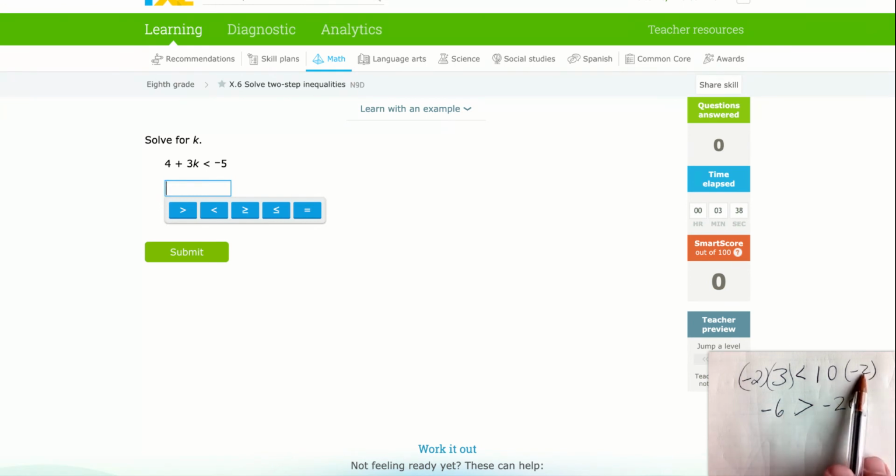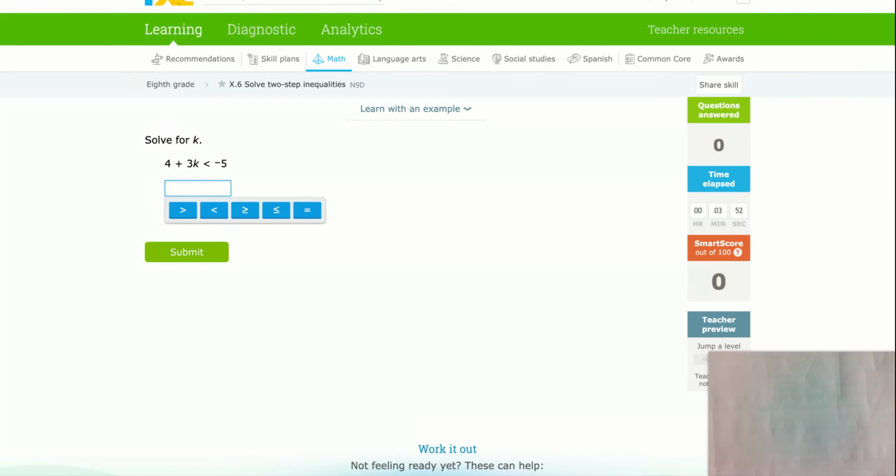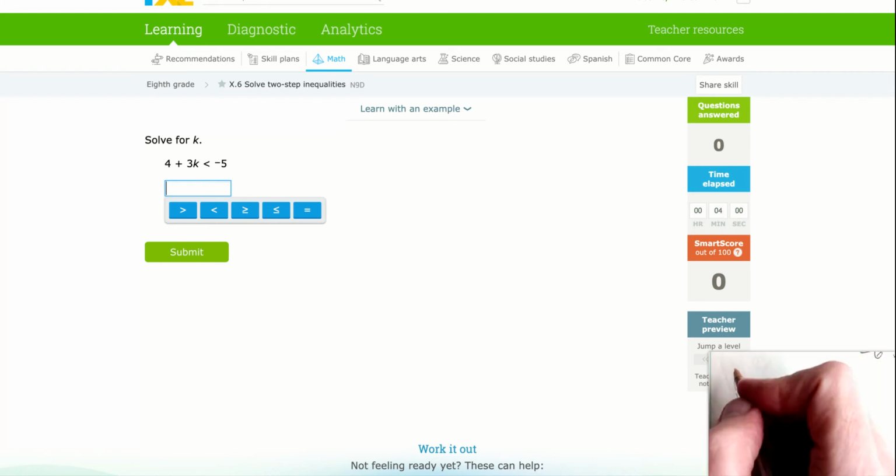And the same thing applies with division. If you multiply or divide by a negative number in an inequality, that inequality symbol must flip. So let's do some. And again, it just takes practice, and it's just remembering that you're working with inequalities rather than with equations, because with equations, it doesn't flip.